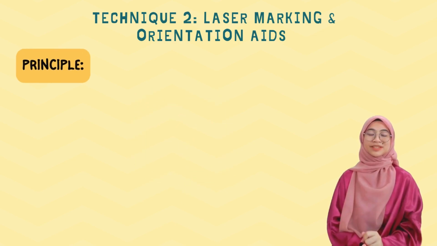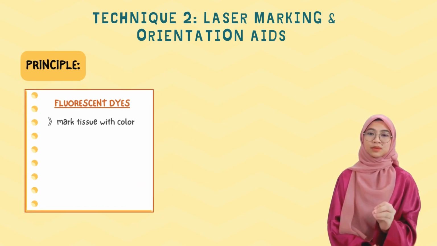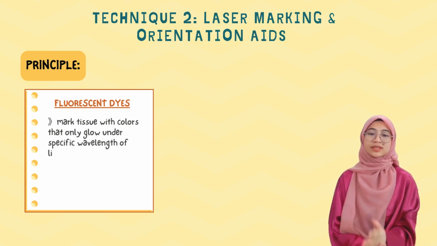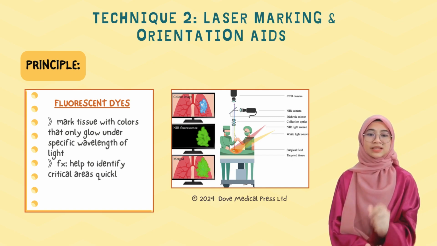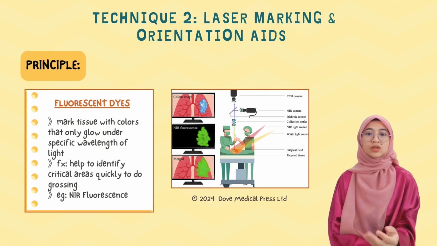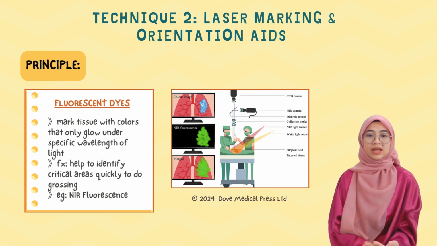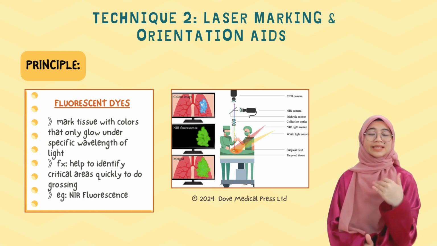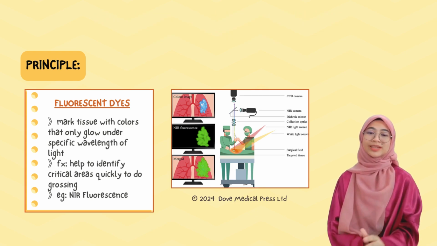So here's the principle. With fluorescent dyes, tissue samples can be marked with color that glows under specific wavelengths of light. This helps identify critical areas quickly and clearly to do the grossing. Even after further staining, these markings remain easy to see, making it simple for pathologists to understand the tissue orientation.